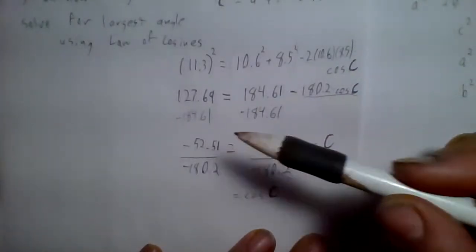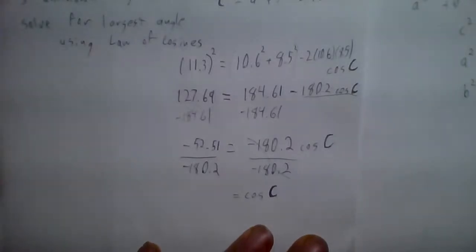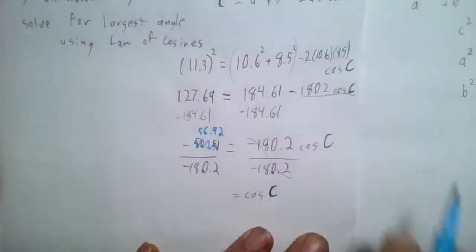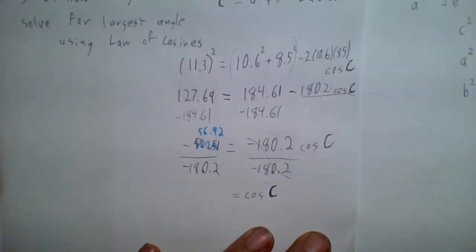I'm sorry. I just looked at calculations, realized I subtracted the wrong thing. This isn't the right number there. Let me make that correction before I go further. I punched the wrong thing in the calculator when I subtracted. 184.61 is what I'm subtracting. That's what I wrote down. This should be 56.92. It is negative, but it's 56.92. Now I'm taking that answer divided by 180.2. It's negative divided by negative, so it comes out positive 0.3159.